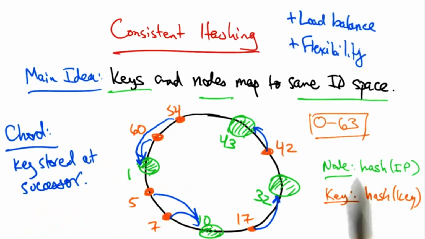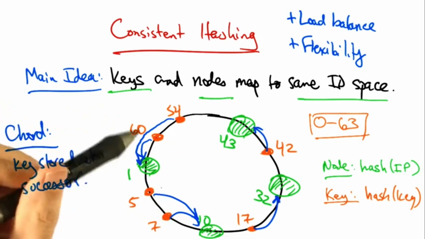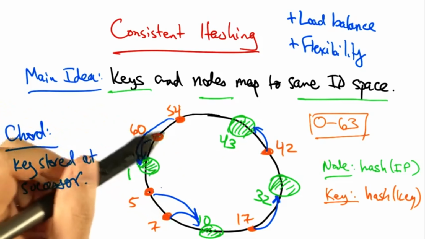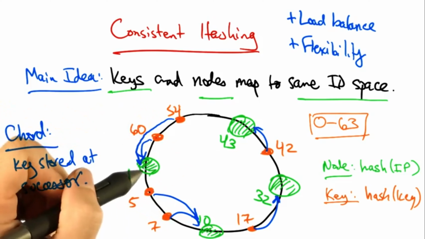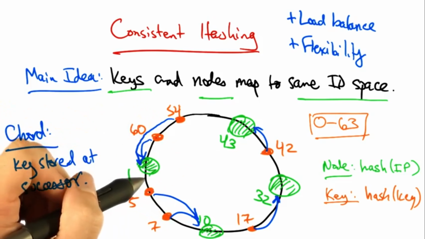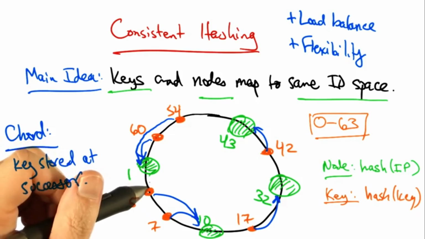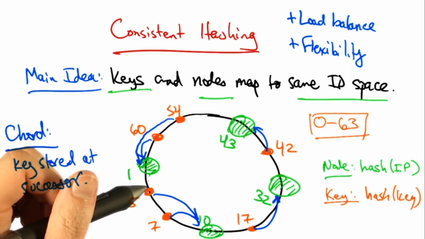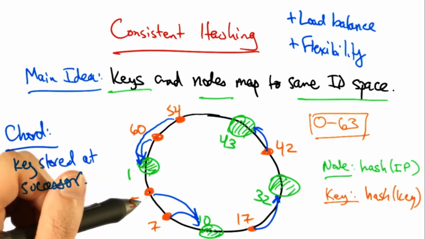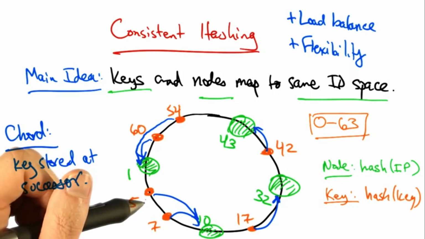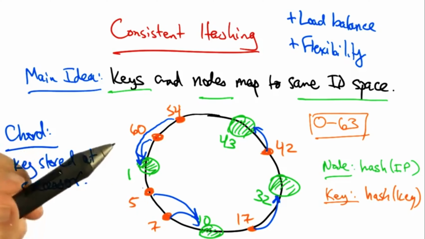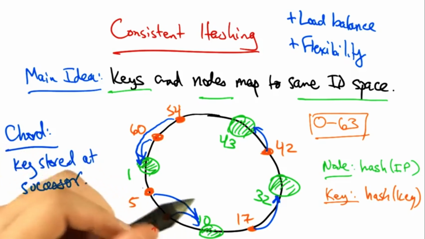Consistent hashing offers the properties of load balance because all nodes receive roughly the same number of keys, and flexibility because when a node joins or leaves the network, only a fraction of the keys need to be moved to a different location. You can actually prove that the solution is optimal, meaning that the minimum number of keys need to be remapped to maintain load balance when a node joins or leaves the network.